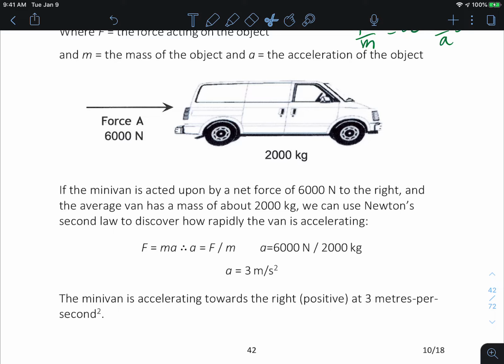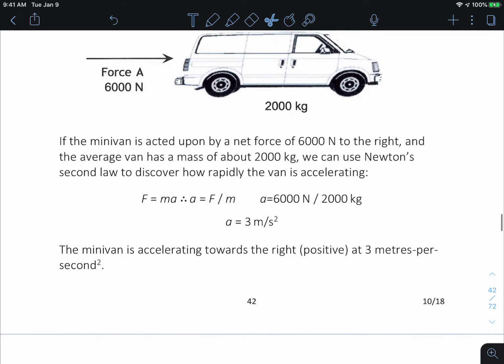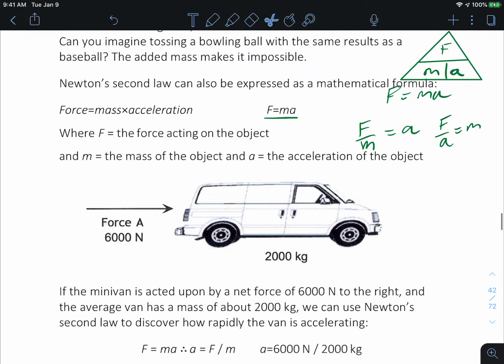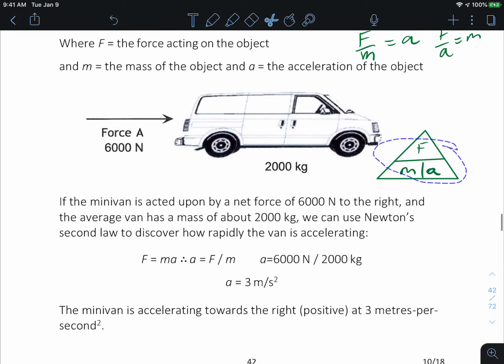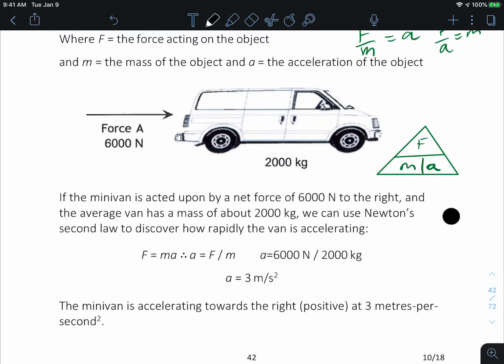So here is a minivan where a force of 6,000 newtons is being applied to the minivan, and that force is being applied to the right. This minivan weighs about 2,000 kilograms, so we can use Newton's law to determine how fast the minivan is accelerating. Here, the force is equal to mass times acceleration. So, looking at my equation here, I'm looking to understand acceleration. So I cover up acceleration, and I realize that force divided by mass will give me acceleration. Acceleration equals force divided by mass.